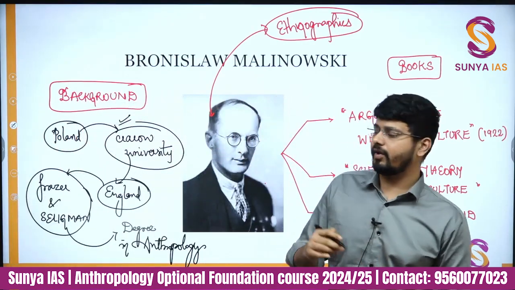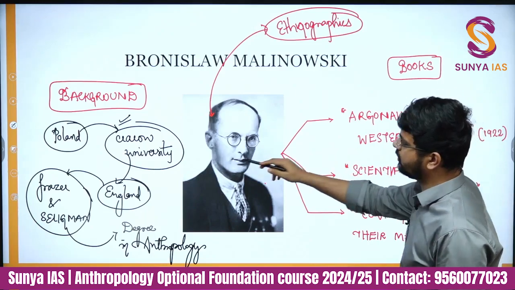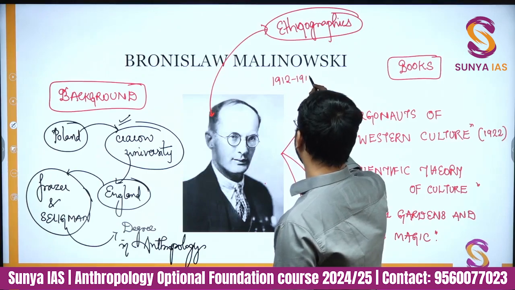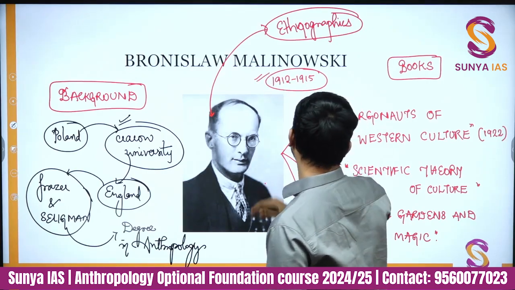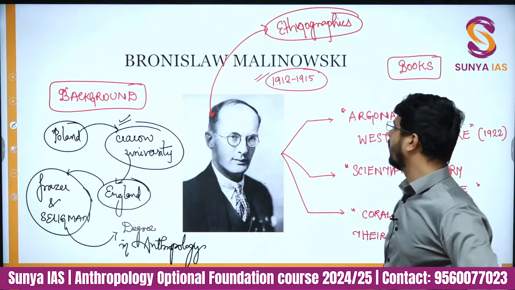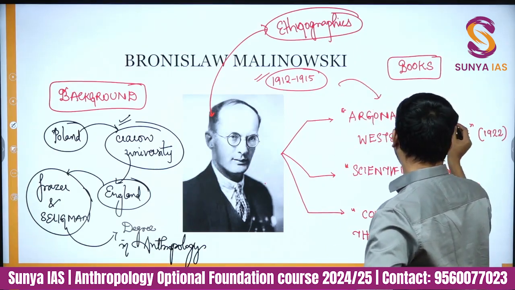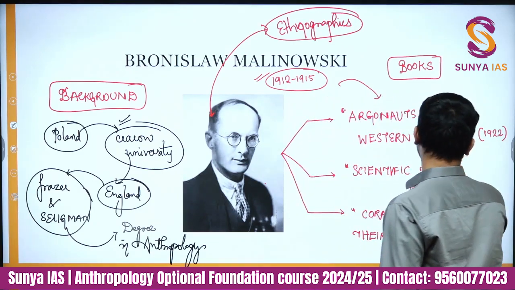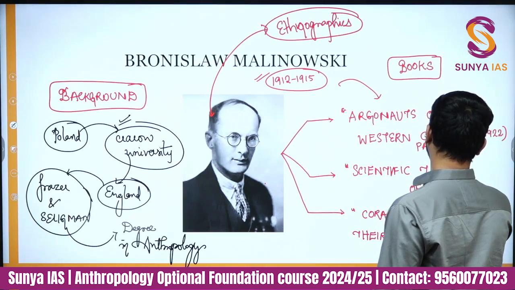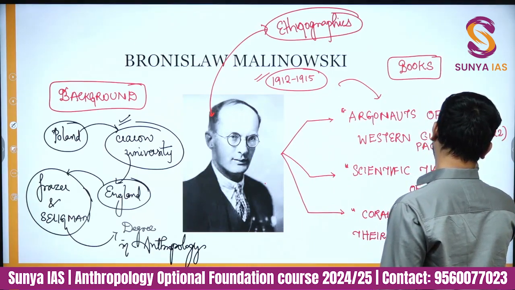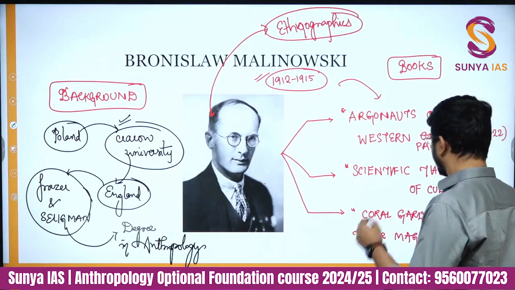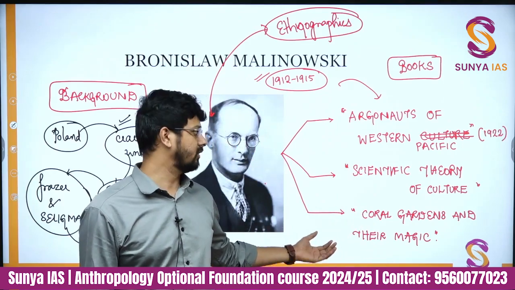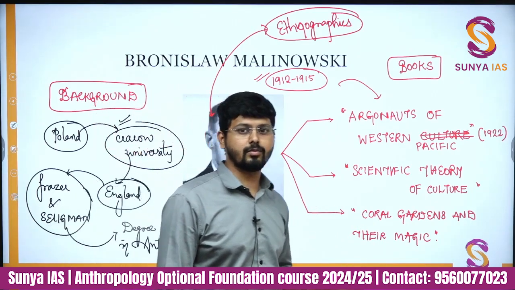There are various books that he has written. The fieldwork was during 1912 to 1915 in the Trobriand Islands. After that, he wrote the book in 1922, which is Argonauts of the Western Pacific. This is not Western culture, this is Western Pacific. Then Scientific Theory of Culture is the other book, and Coral Gardens and Their Magic is the third. You can remember these three books, that would be very much sufficient.